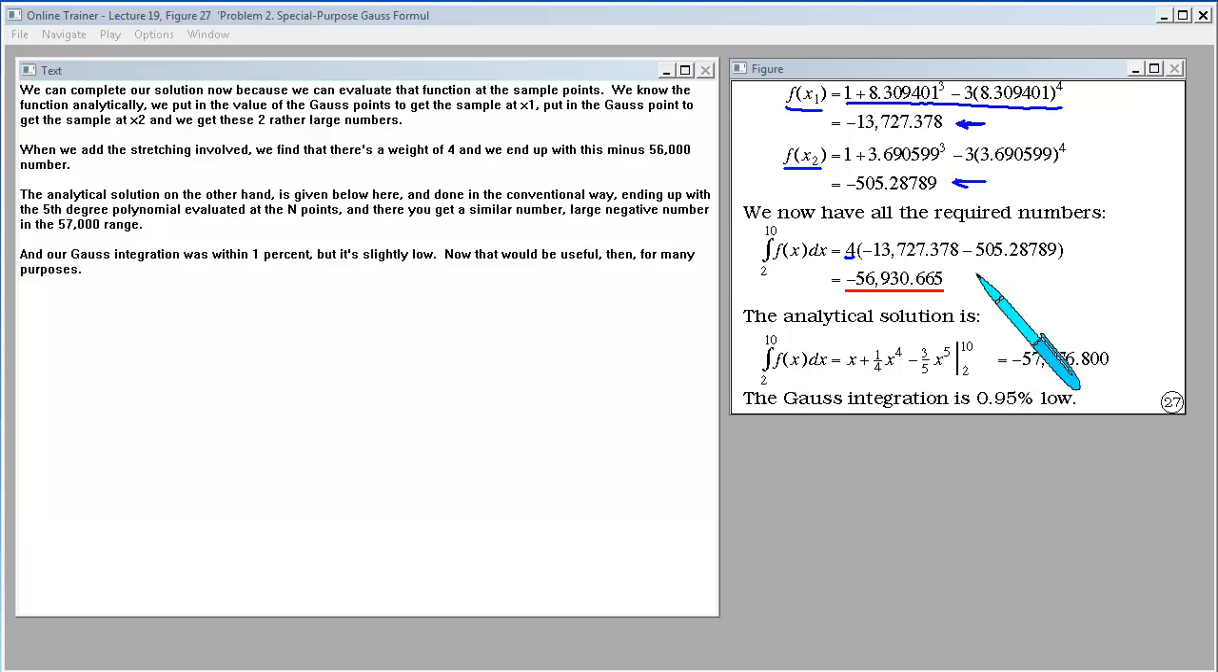The analytical solution, on the other hand, is given below here, and done in the conventional way, ending up with a fifth degree polynomial evaluated at the endpoints, and there you get a similar number, a large negative number in the 57,000 range. And our Gauss integration was within 1%, but it's slightly low. Now that would be useful then for many purposes.